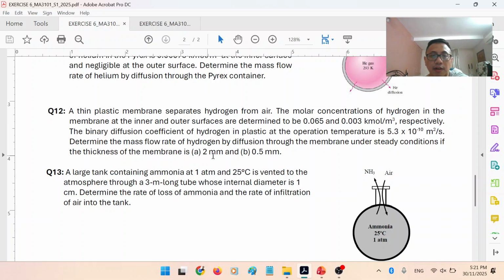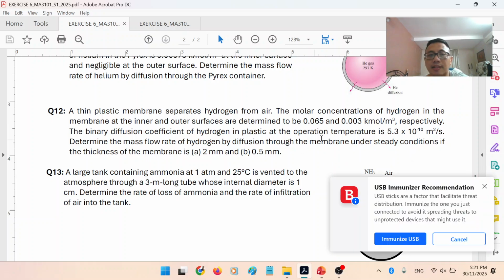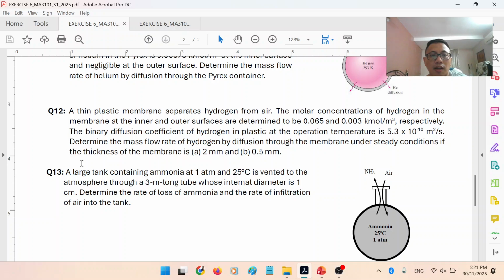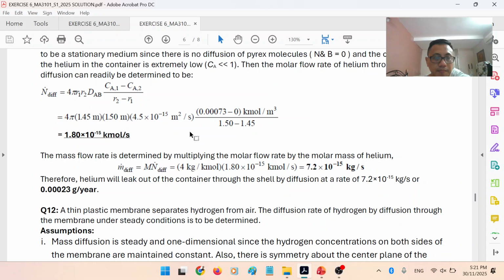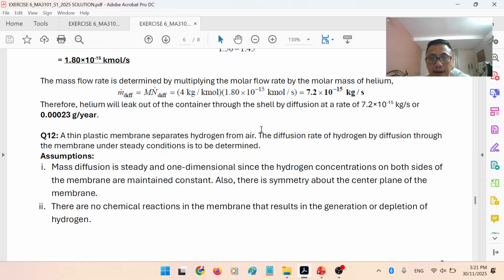Determine the mass flow rate of hydrogen by diffusion through the membrane under steady state conditions if the thickness of the membrane is 2 millimeters and 0.5 millimeters. So a thin plastic membrane separates hydrogen from air. The diffusion rate of hydrogen through the membrane under steady condition is to be calculated. So the mass diffusion is steady and one-dimensional.